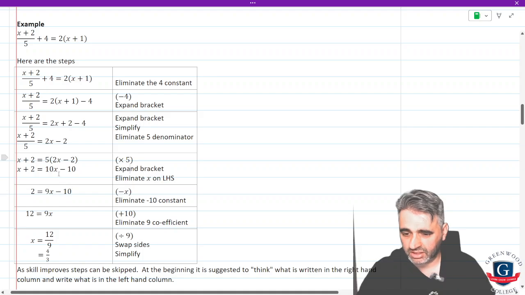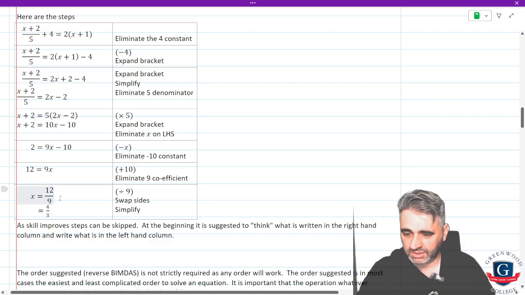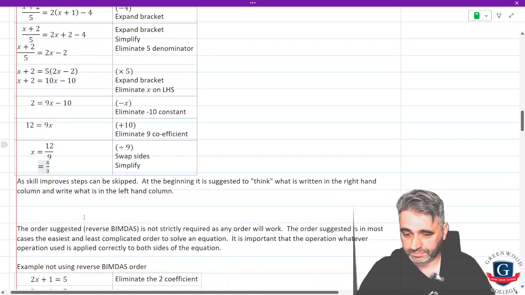Expand this. Collect all the variables on one side and all the constants on the other. That's what we did to this step. Divide both sides by 9. We get to this step and then simplify, because the highest common factor of 12 and 9 is 3, and we end up with 4 and 3.